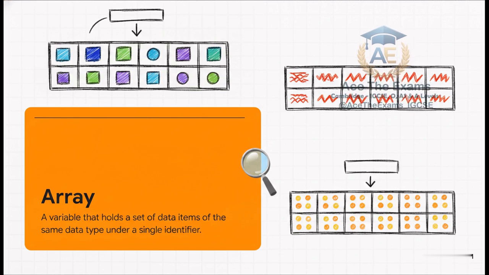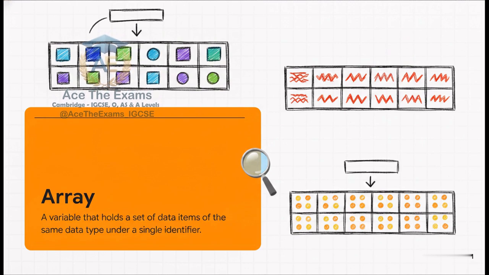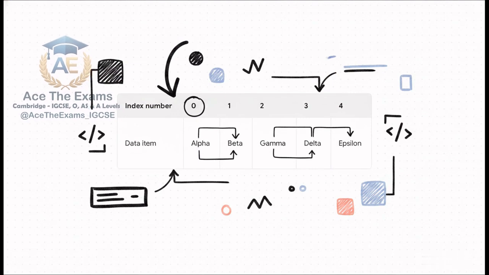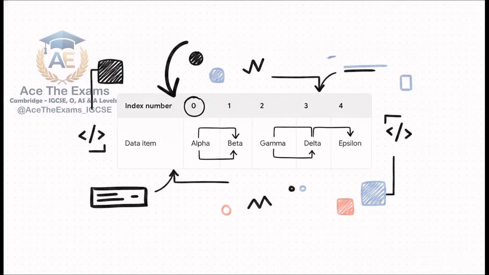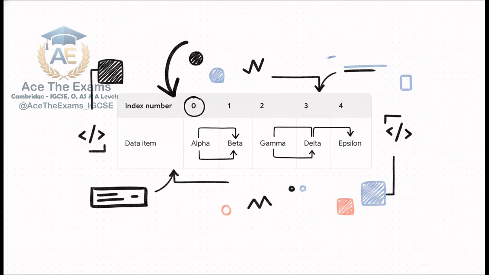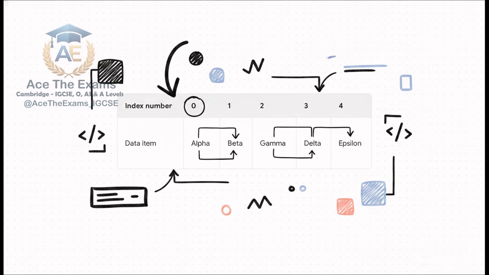The crucial part of that definition is the same data type. If you declare an array of strings, it only holds strings. If you set up an integer array, it strictly holds integers. You cannot mix and match text and numbers in a standard one-dimensional array. It's a uniform collection. Now, what's really interesting, and where a lot of students lose marks if they aren't paying attention, is how we actually find the specific data once it's stored inside that array.